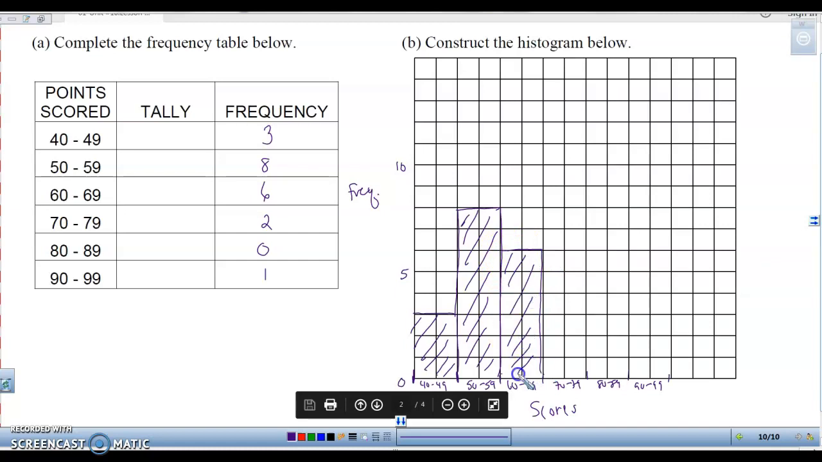You've probably done this in science class before, so it's not a big deal. 70 to 79 would be 2. Right there, fill that in. 80 to 89 is none, so I don't make a bar there at all. And then 90 to 99 will actually be 1. All right, so there is our histogram. We can see on here very easily, it's a good way to show data as a histogram, or you can also do individual data on a dot plot.